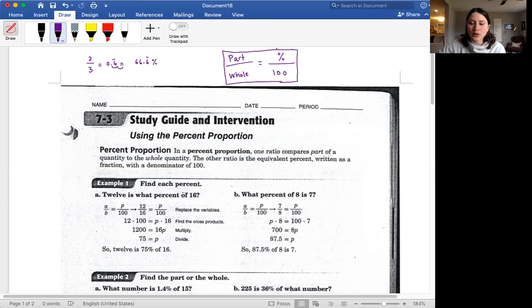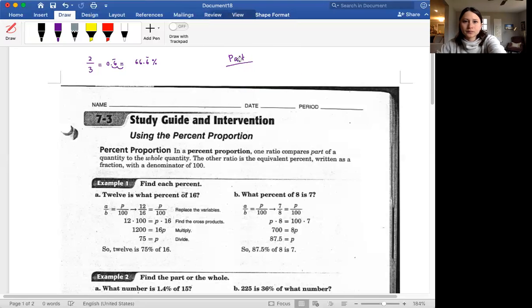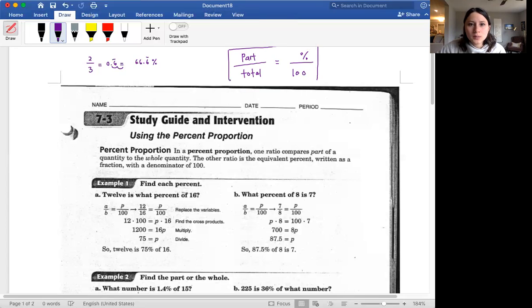So if you want to put this down on your study guide or in your notes somewhere, the part out of the whole or the total, actually I'm going to write this as total instead of whole. I guess I'll just rewrite that here. But the part to the total is equal to the percentage out of 100. So this model is going to be awesome for us to use while we're working these problems out.